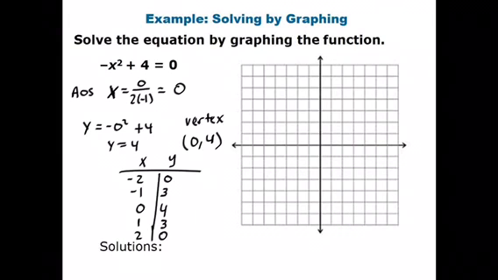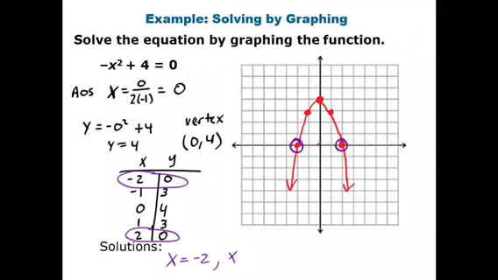And so now we're going to graph these points. I know my vertex is at 0, 4, which is up here. I've got a point at negative 1, 3. I've also got a mirror image point at 1, 3. And then I've got negative 2, 0, and 2, 0. So this is my parabola. And once again, I was able to see where my graph crosses the x-axis graphically, and it was a part of my table. So in this case, my solutions are x equals negative 2 and x equals 2.